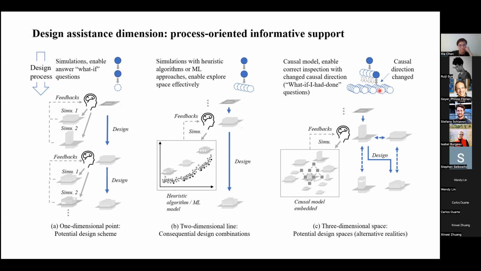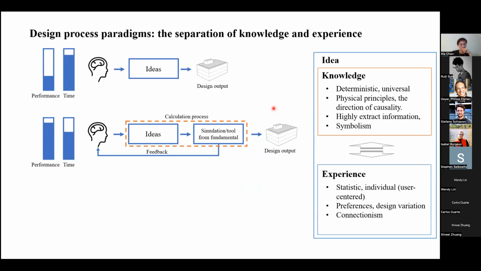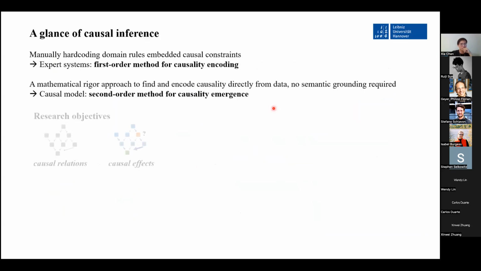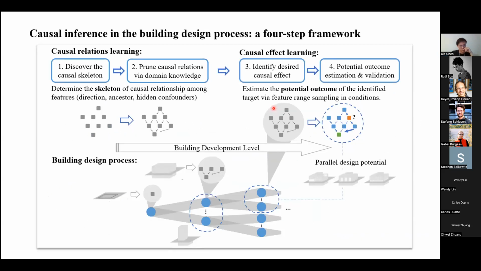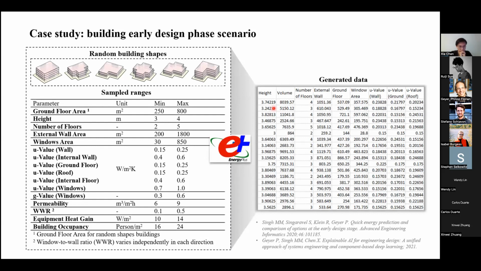Right. I see that in one of the references that you have there, titled Explainable AI for Engineering Design, a unified approach of system engineering, component-based deep learning. One point is that this idea you're thinking about applies not only to buildings, but to basically any type of engineered system. Are you aware of any major efforts on trying to apply the causal diagram, particularly DAG, into the design of other types of engineering systems? I'm thinking about integrated circuits or other types of engineering products.